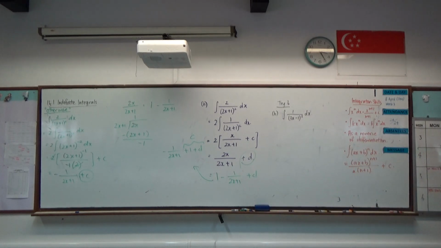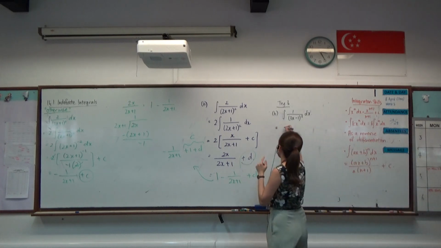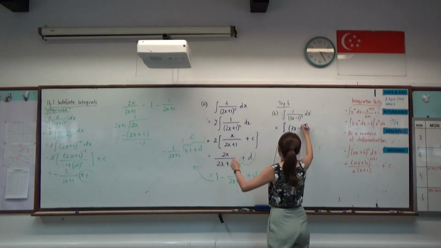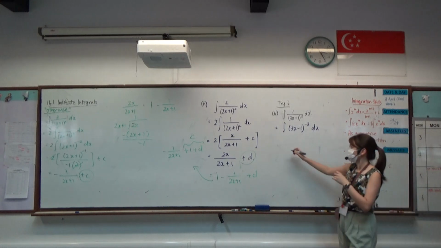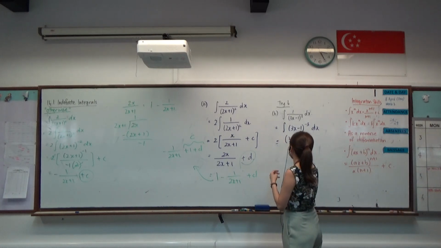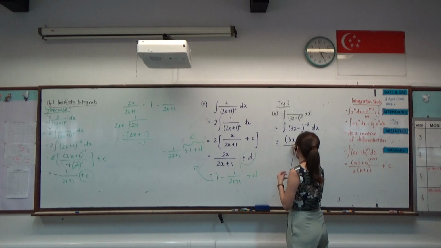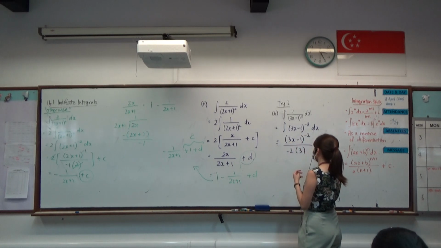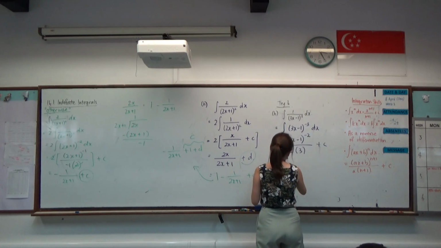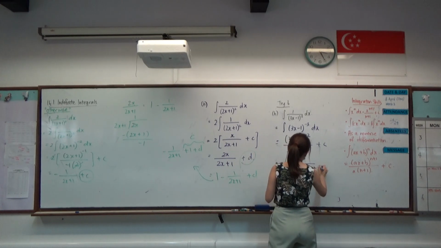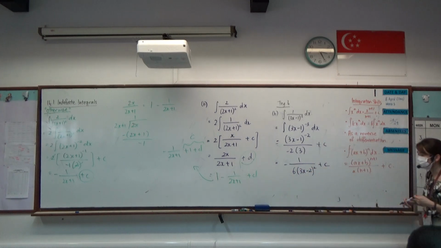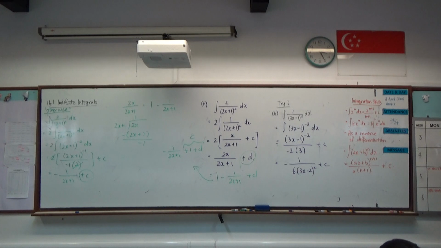Integrate 1 over (3x minus 1) cubed dx. Same as earlier, change it to a power of -3, power plus 1. And we have -1/6 (3x minus 1) to the power of -2 plus c.